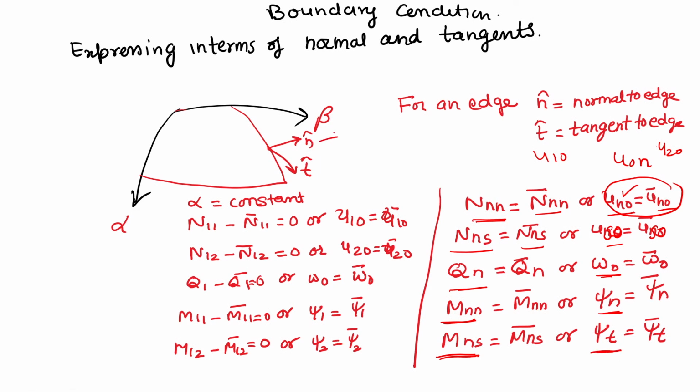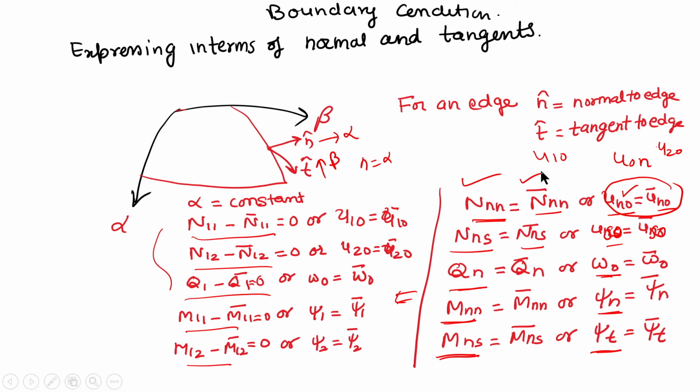So, now we say that if n is your alpha, then t will be your beta. Then you can directly map these. If n is your alpha, which is 1, then it will be N11, N12, Q1, M11, M12. If that normal is your beta, then you can find out the rest of the variables. So, it is better to write in a more general sense, so that depending upon the requirement, you can convert into the explicit form.